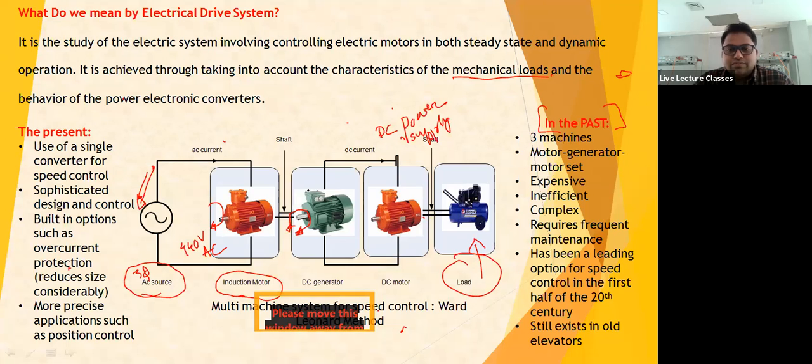So this was quite difficult, right? What were the most problematic things it experienced? First of all, it experienced cost. In order to feed the DC motor, you employed two more machines, having more cost than the DC motor itself, or at least the same cost. So the price would be tripled, right? And see what is happening: this is mechanical energy to electrical energy, and then electrical energy again to mechanical energy. So multiple stages of power conversion are happening, right?